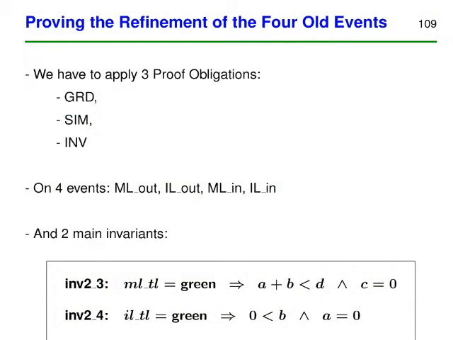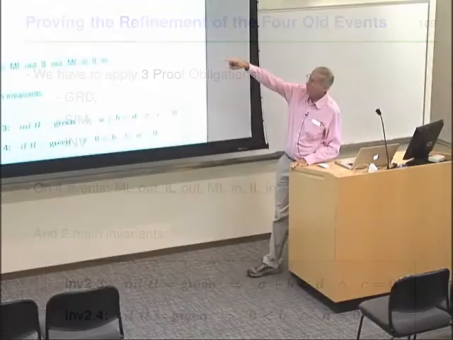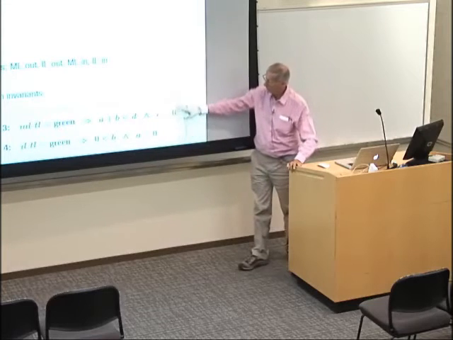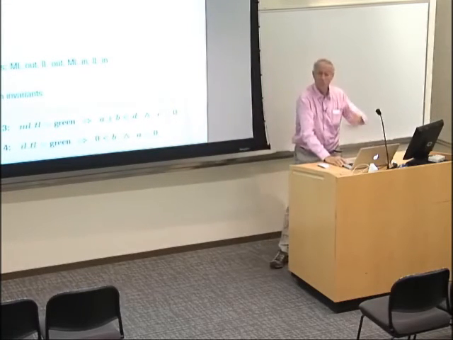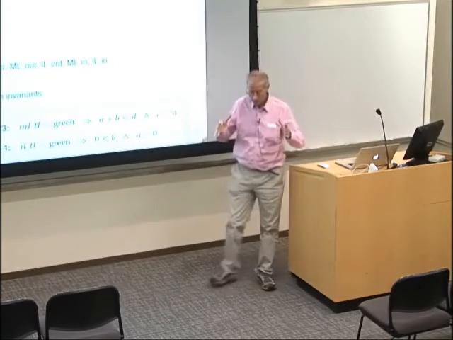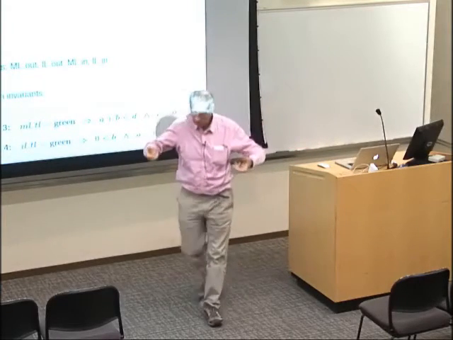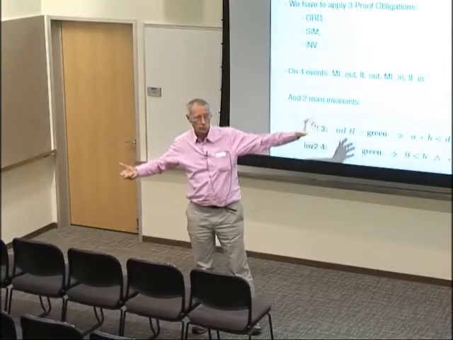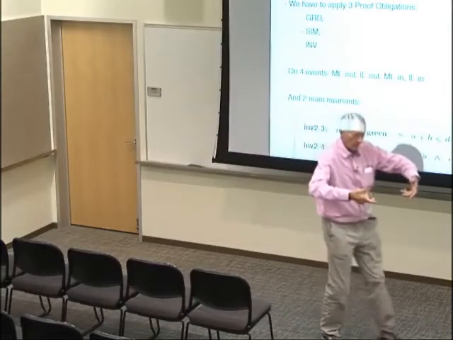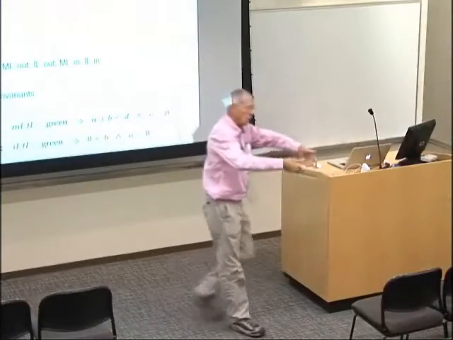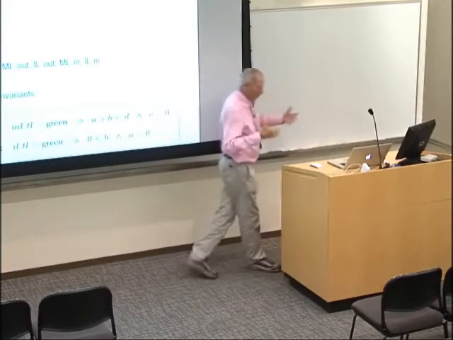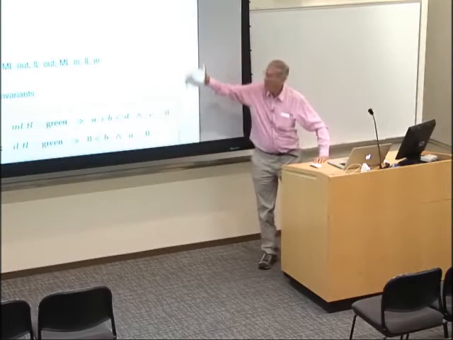So what we have to prove is to apply guard strengthening, SIM, and INV on our four events and with these two main invariants. This is the job we have to do. Remember, the idea is to propose some extension of the state, propose some new invariant. This is what we've done here. Propose some refinement of old events, propose maybe some new events, and then prove that all these diverse propositions are coherent, namely that they obey the proof obligations.